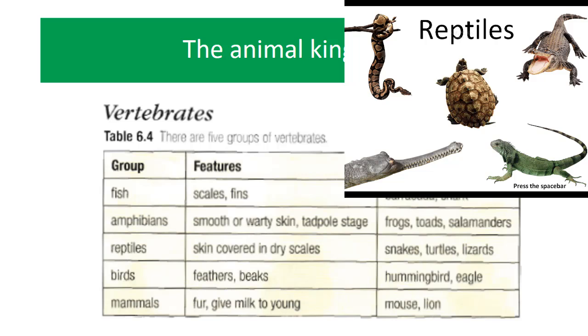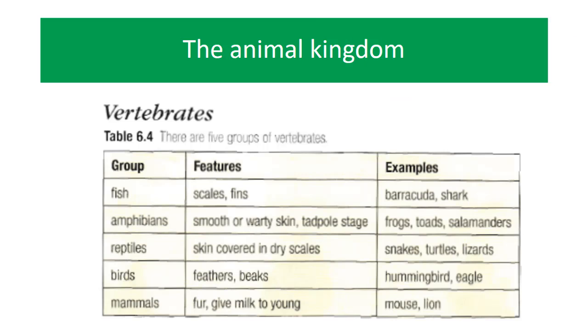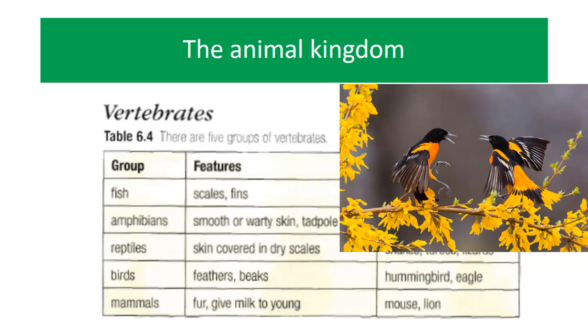Reptiles, one of the greatest groups, have skin covered with dry scales. There are snakes, turtles, and lizards. Then the flying friends, the group birds. Their features: they have beaks to eat, to catch, and so on. Also, they have feathers that keep their body warm at high altitudes, because as they reach higher, the temperature falls. Eagle, for example, is one of the greatest examples of birds.